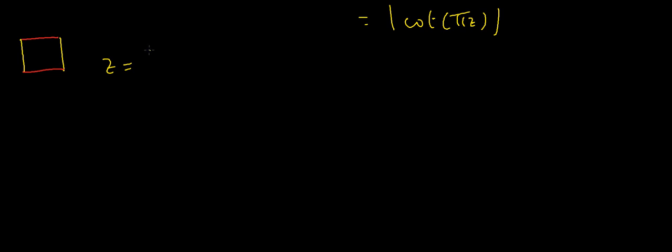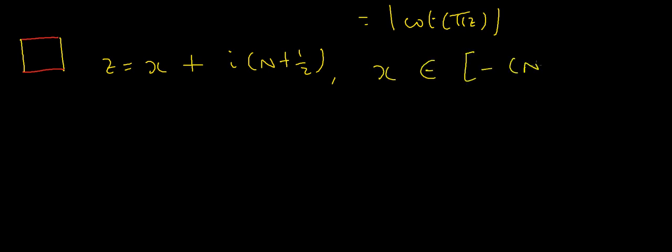So in this case, I'm basically going to have z equal to x plus i times (n plus a half). Because the imaginary part is fixed, I'm varying along a fixed point on the imaginary axis for the bottom and the top, and x is going to have to vary. And in this case, x, just like y, is between the points minus (n plus a half) and positive (n plus a half).